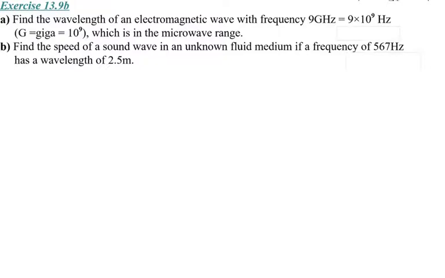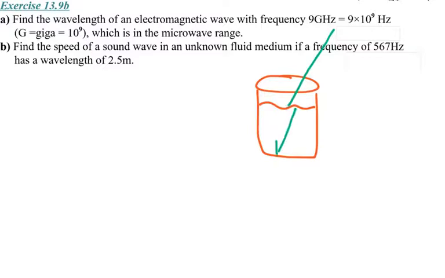In the next part, they say find the speed of the sound wave in an unknown fluid medium, because the sound will have different speed in different media. The speed of the light in the vacuum is 3 times 10 to the 8th meters per second. But the speed of the light slows down when it hits a medium. This is why we often see refraction of the light when, let's say, you put a spoon inside of a glass with water, or a pencil, and you're going to see something like this. That's because of refraction. That's because the light slows down in the water.